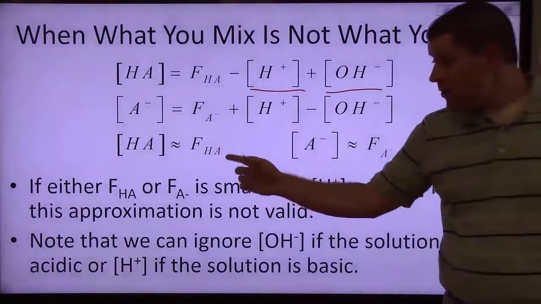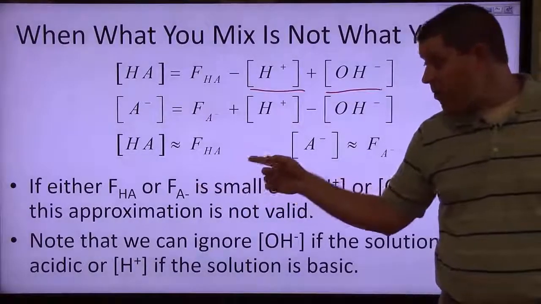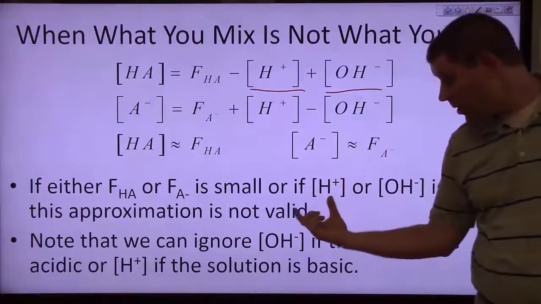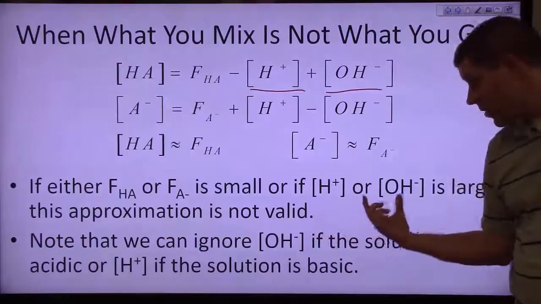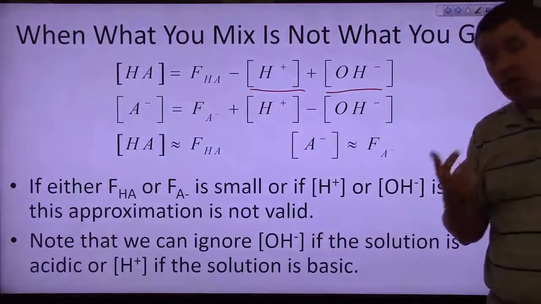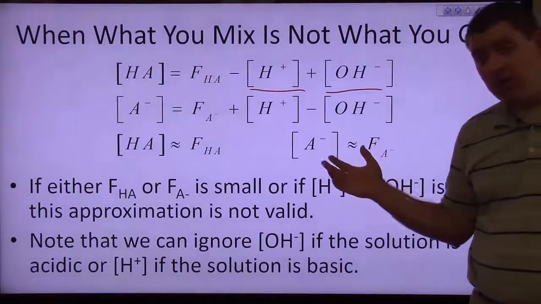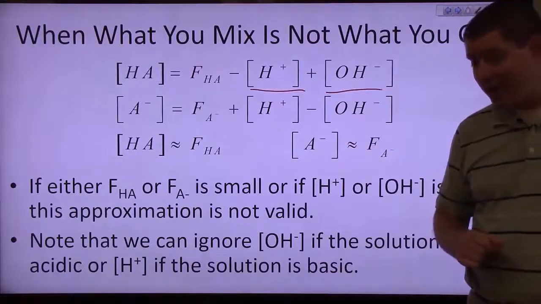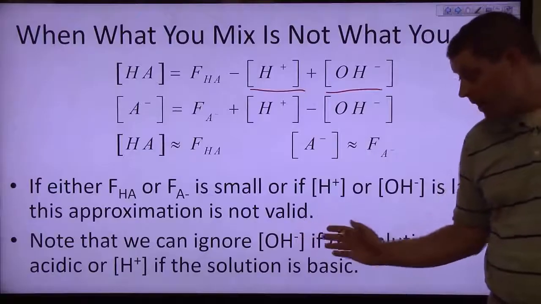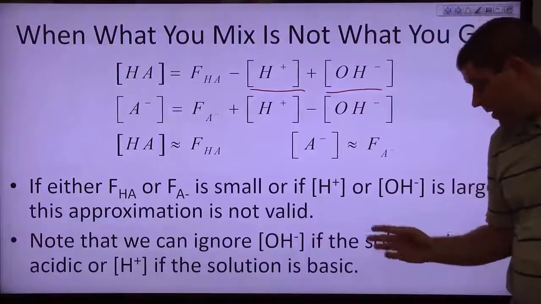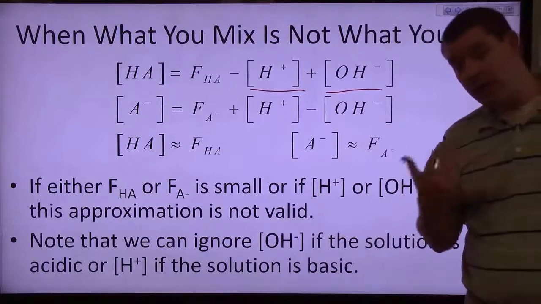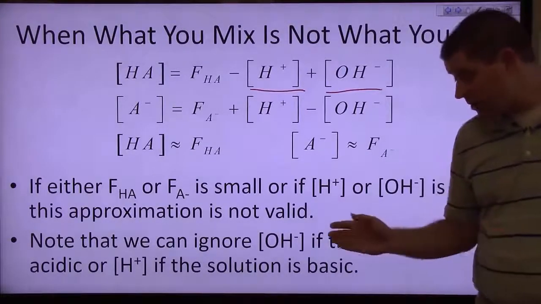But if either the formal concentration of HA or the formal concentration of A minus is small, or if the hydrogen ion concentration or hydroxide ion concentration is large, then the approximation we make here is not going to be valid. And note that we can ignore the hydroxide ion concentration if the solution is acidic, or we can ignore the hydrogen ion concentration if the solution is basic.